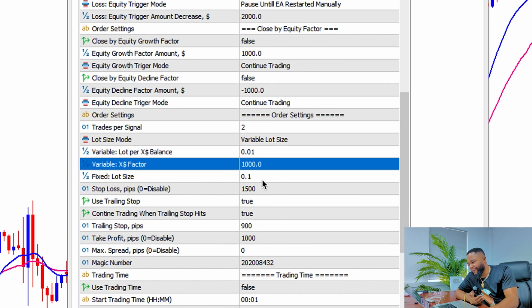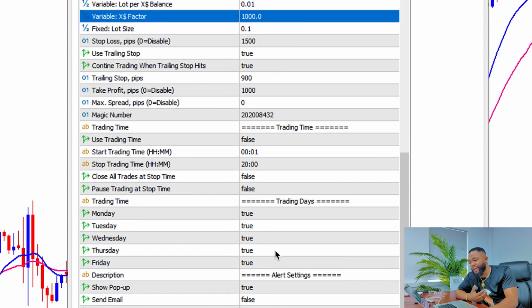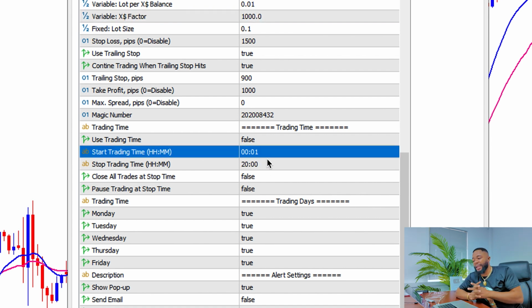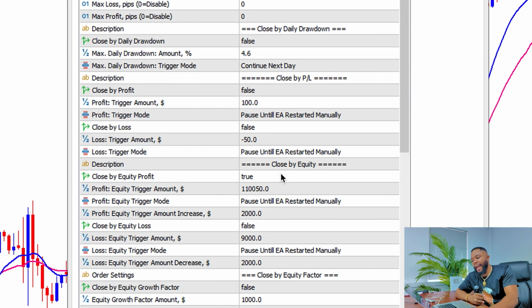Guys, then you have stop loss, take profit. The robot has a trailing stop, it has a maximum spread filter, and you can even filter which day you want the robot to trade. You can filter even the time of the day. What time of the day should the robot start and end? Just more than 100 parameters on this particular robot. And the ones we've just touched are the ones any beginner Forex trader needs.